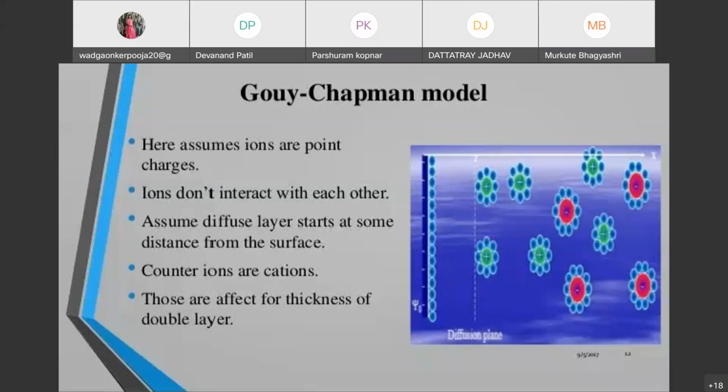To understand this model, it is first necessary to understand what is meant by the Helmholtz model, or Helmholtz-Perrin model, or you can say Helmholtz parallel plate model. See, the Helmholtz model considers one stationary layer and another diffused layer, and the potential difference created between both of these layers is known as zeta potential.